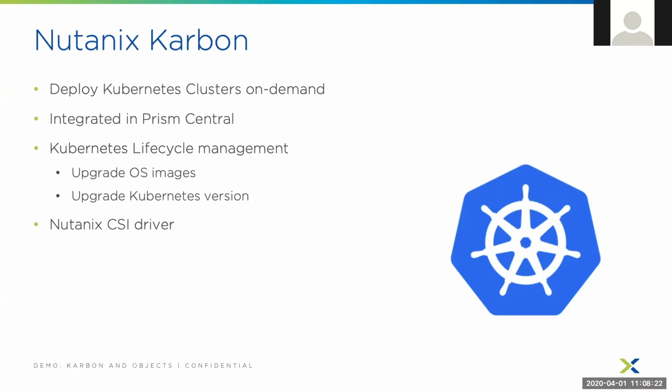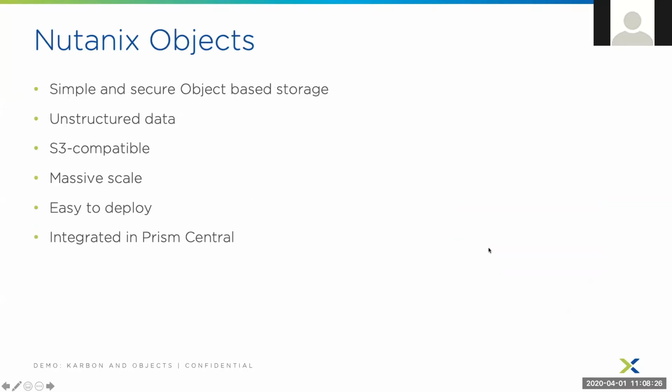Next up is Nutanix Objects. Okay, Nutanix Objects. So it's a simple and secure object-based storage. It can store all of your unstructured data. It is completely S3 compatible, which will also be clear in the demo. It can be used for massive scale. It's easy to deploy, and it's also integrated in Prism Central. So this is a bit of context about the products that we will use.